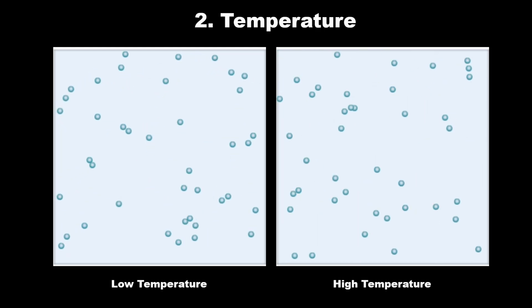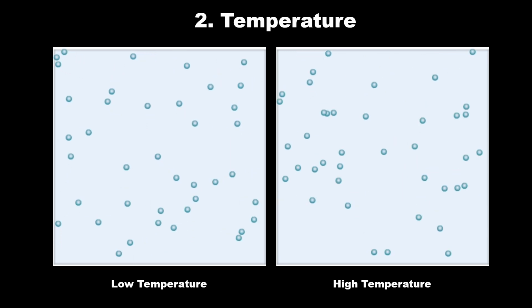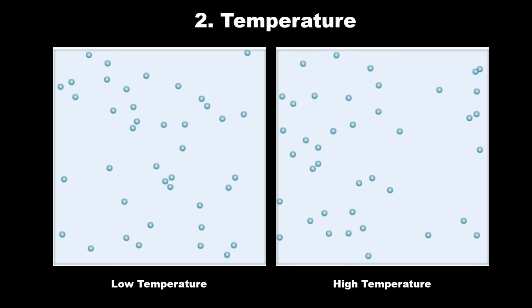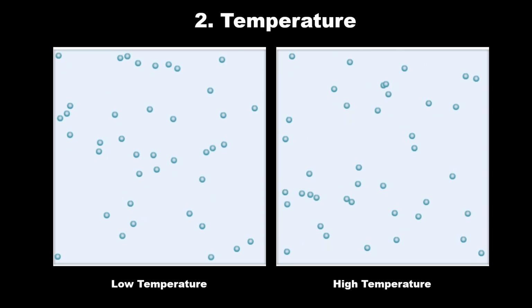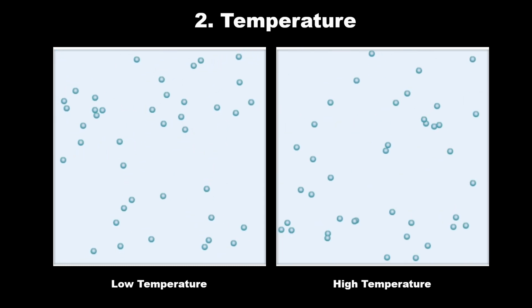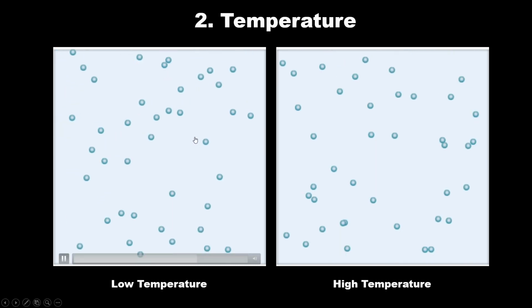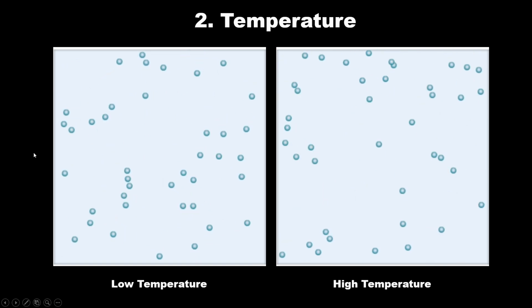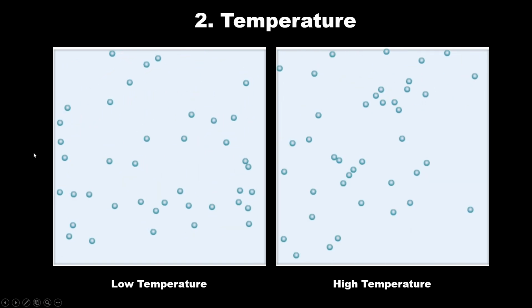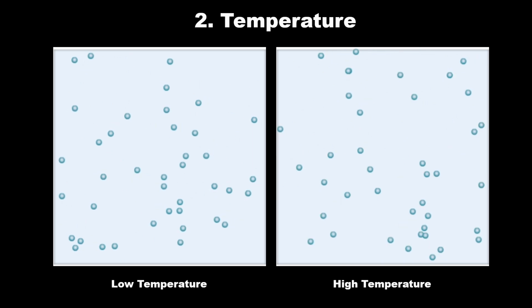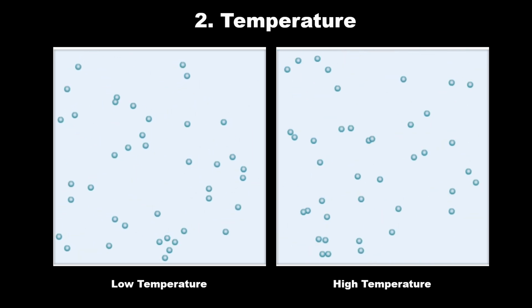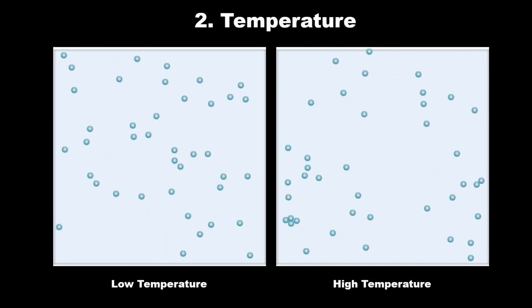Another variable that the Gizmo investigates is the impact of temperature on collisions. If we think about what's going on here, I think it's pretty sensible. On the left, we see this low temperature system. And we know from studying kinetic molecular theory in grade 11 chemistry that low temperature means low kinetic energy, which means that things are pretty sluggish. They're moving around pretty slowly.